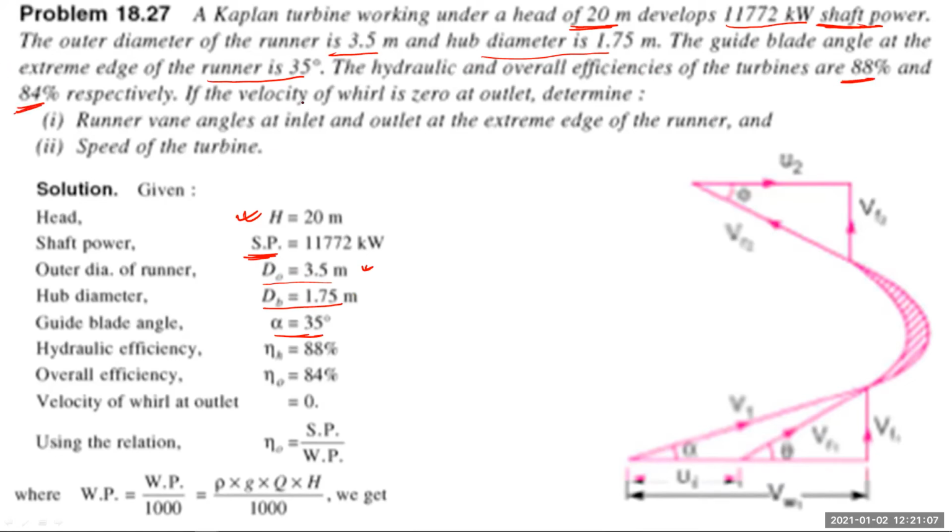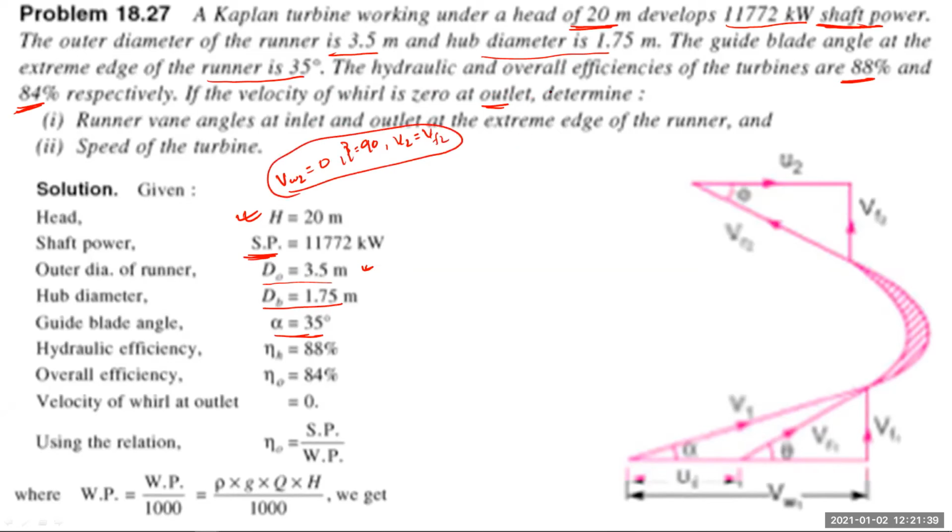Okay, the velocity of whirl is 0 at outlet, sorry, at outlet, so Vw2 equals 0. If Vw2 is 0, it means beta equals 90 degrees. If beta is 90 degrees, then V2 equals Vf2. So in one word, they are giving us these three pieces of information. Now, this is the given data.